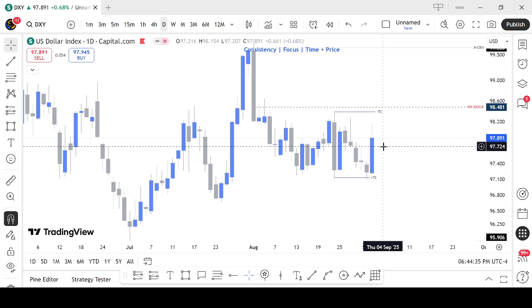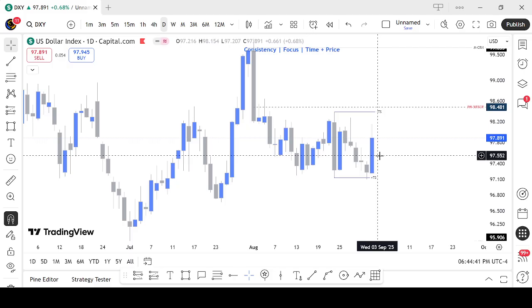This is everything I've just explained to you guys. This is where I wrote in my journal and everything. So this is what I favor for DXY. What about tomorrow? Specifically tomorrow.